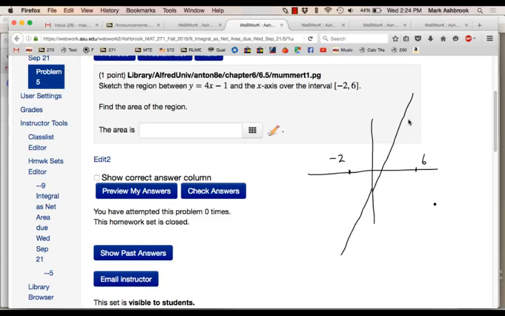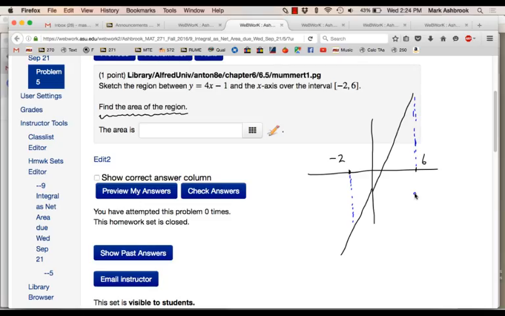Okay, now notice what they're asking for. What are they asking for? They're not asking for the integral, they're not asking for the net area. What are they asking for? The area. They're asking for an area, which means I can't accomplish this with one integral.